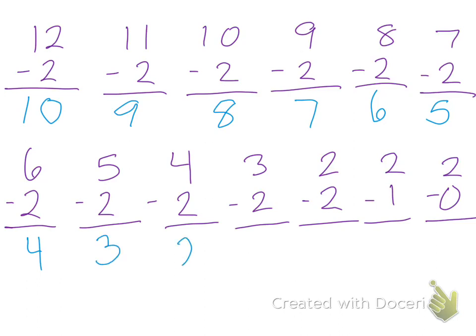6 minus 2 is 4. 5 minus 2 is 3. 4 minus 2 is 2. 3 minus 2 is 1. 2 minus 2 is 0. 2 minus 1 is 1. And 2 minus 0 is 2. Okay? All right, and that is it for this. We've got one more part.